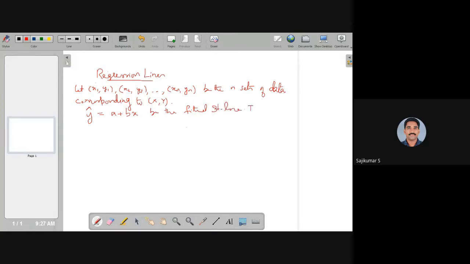then the exact values are given by y is equal to this y cap plus some residual error. So we take this as a plus bx plus some random error. We denote it by epsilon. And our aim is to minimize this error.